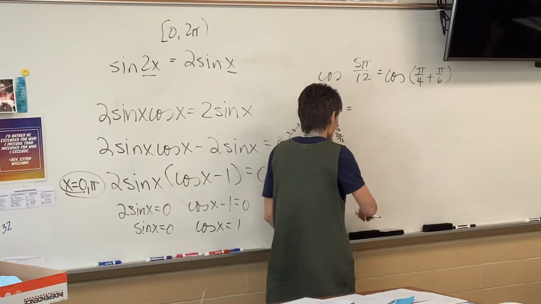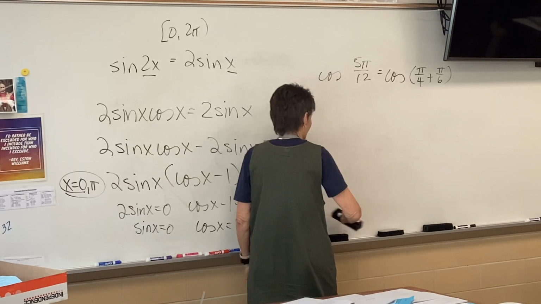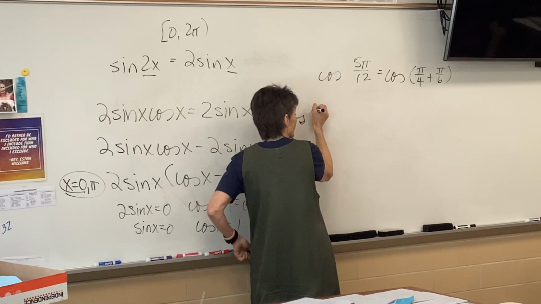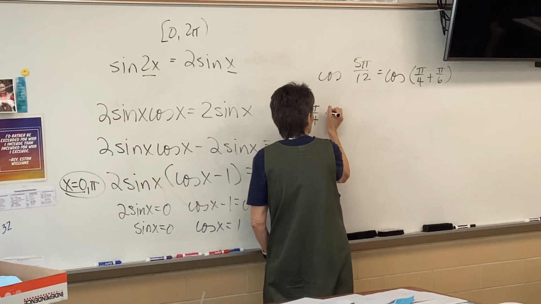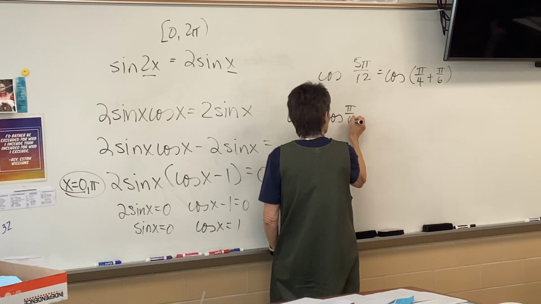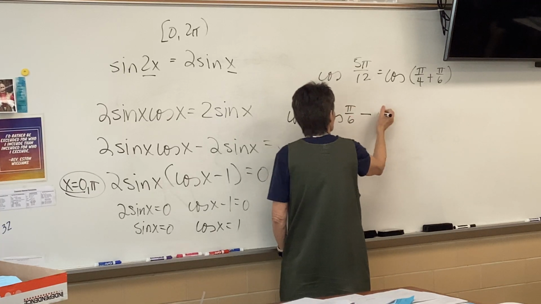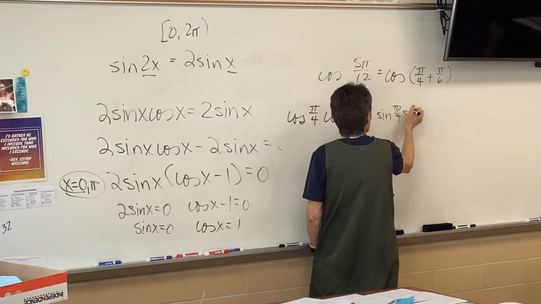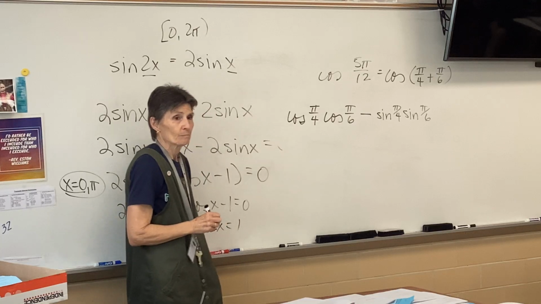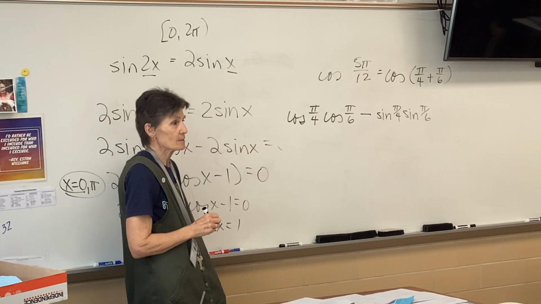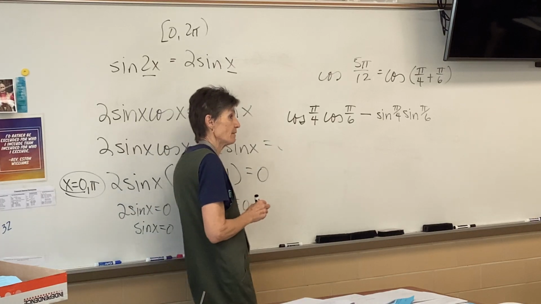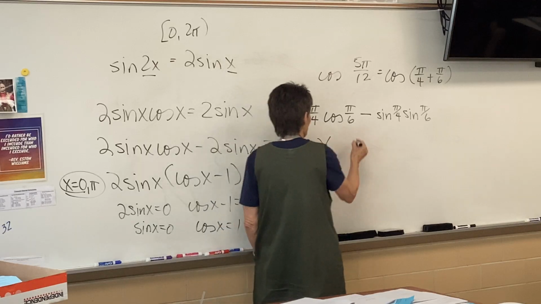How do I do cosine of angle plus angle? Cosine of the first, cosine of the second, minus sine of the first, sine of the second. Cosine, cosine, minus sine, sine is our identity for the cosine of alpha plus beta. All right, now I'll start plugging them in, here we go.